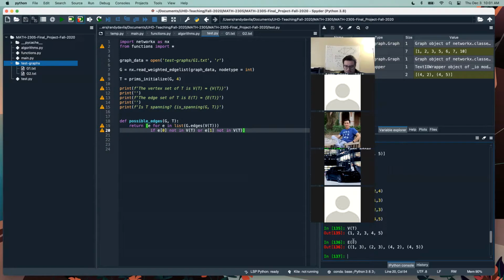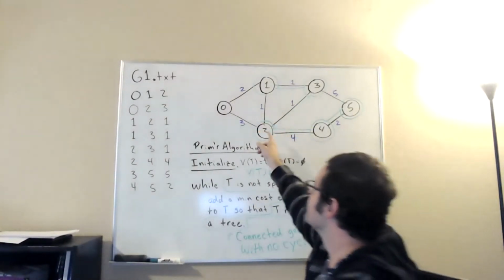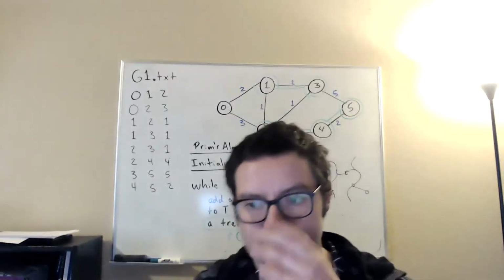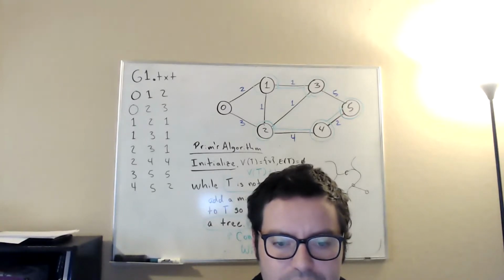Okay. So now if I look at possible edges, here we go. I'll just write it again. Temp edges equals possible edges G and T. 1, 0, 2, 0. So let's look. Those are the only possible edges. So now we just have to find the min cost edge.